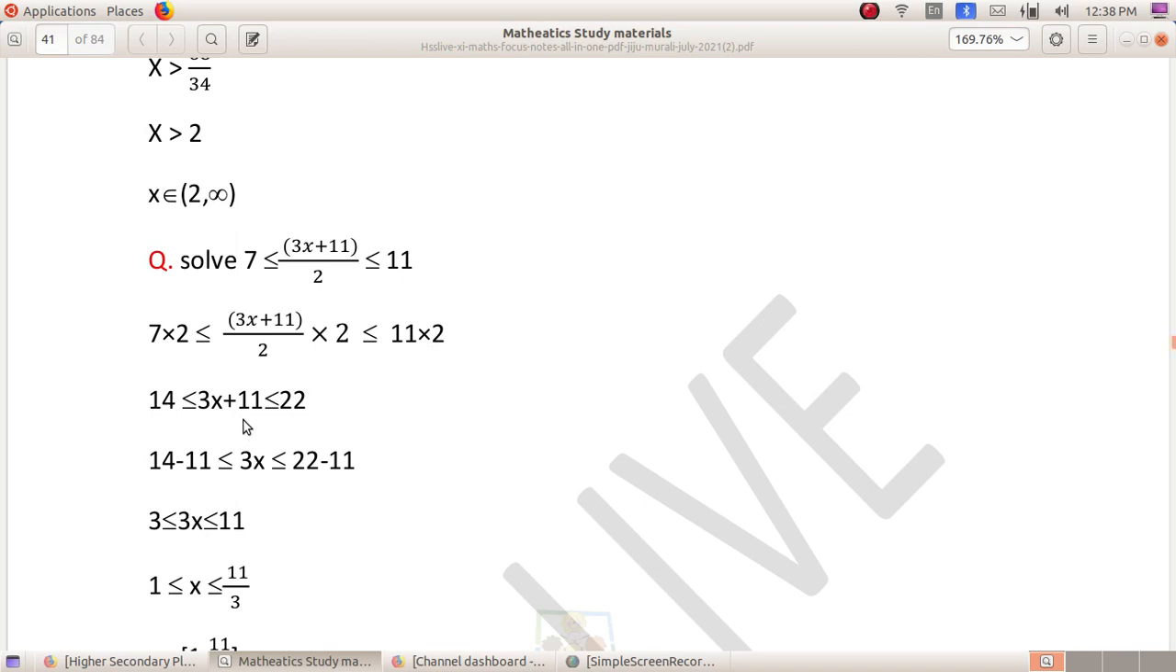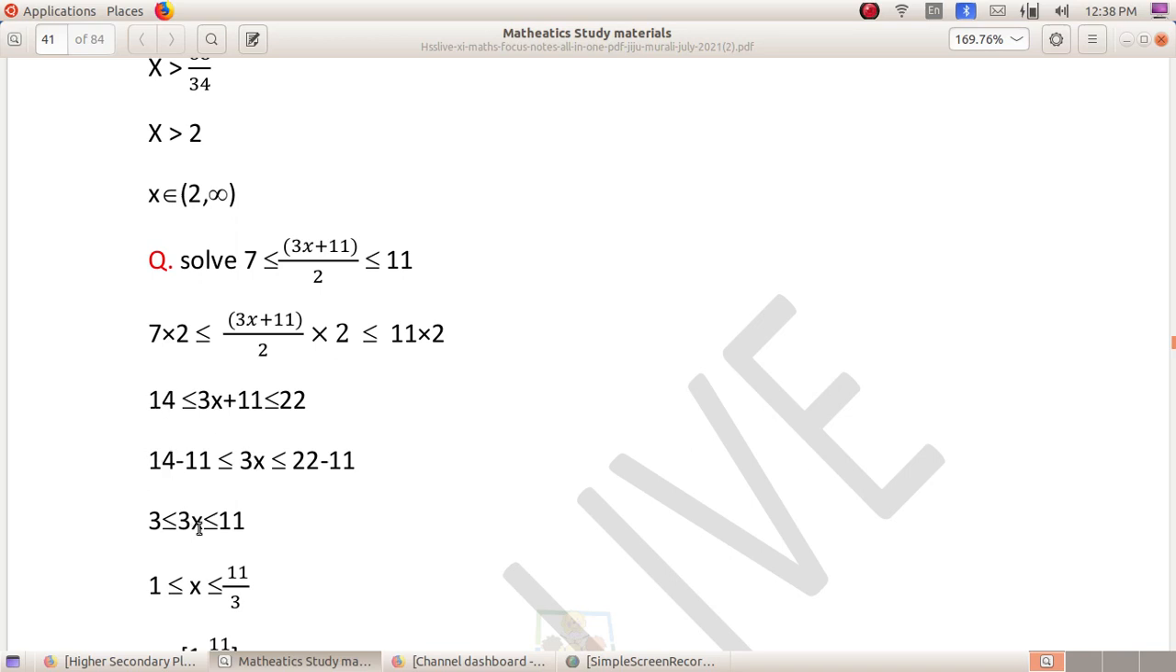Then here 3x plus 11, we have to eliminate x. Before that, this 11 has to be eliminated. So here plus 11, so we have to subtract this 11 from each term. This 14 minus 11 less than or equal to 3x plus 11 minus 11 less than or equal to 22 minus 11. From here 3x plus 11 minus 11, this 11 and 11 cancelled, so 3x only. Here 14 minus 11, 3.